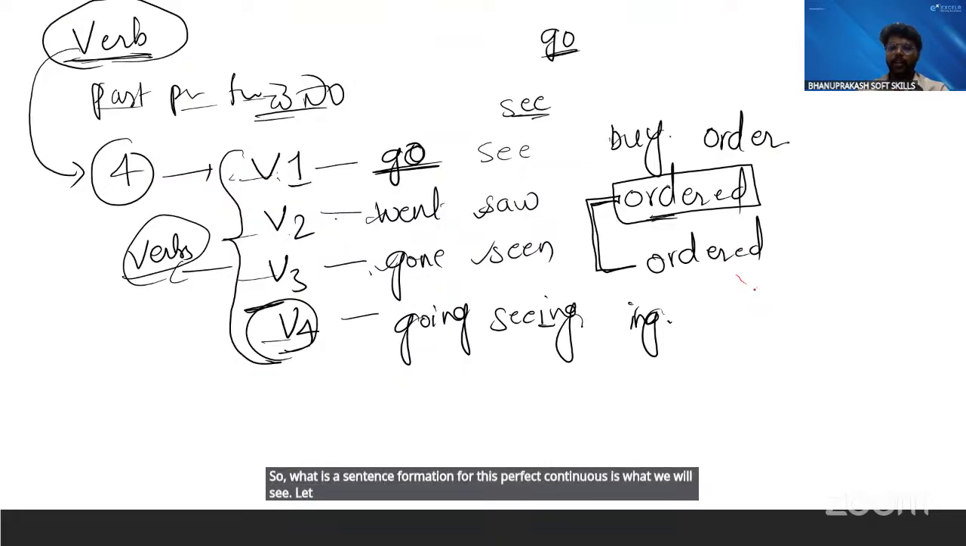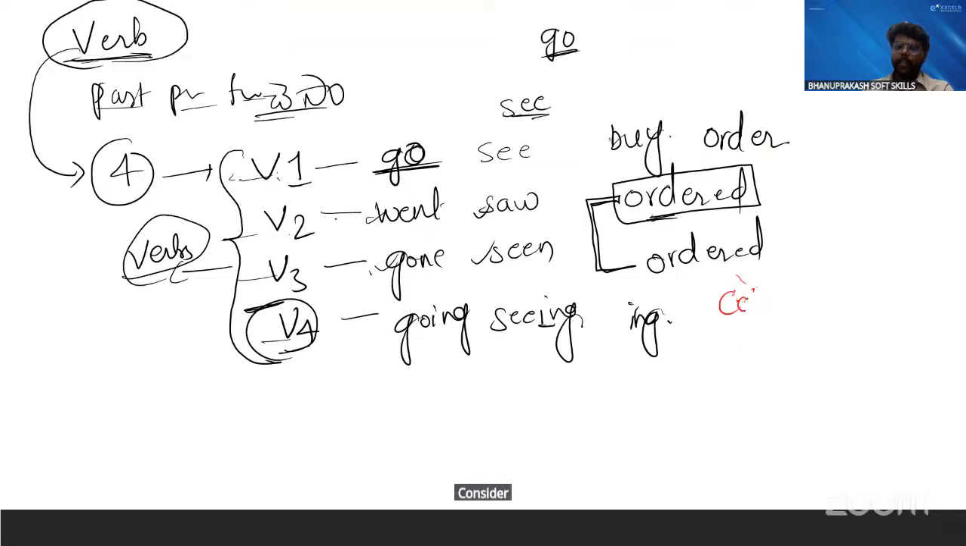Let us first dive into some biology words. Consider this continuous as a father. This is a father. Okay. It got married to perfect.